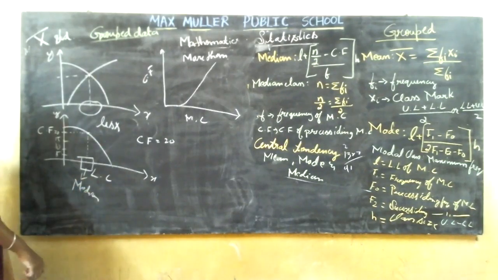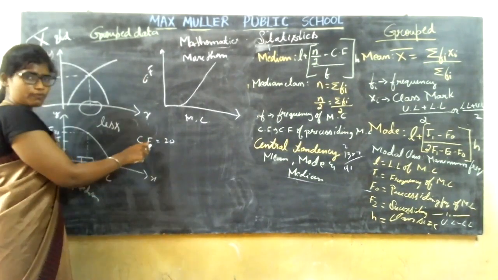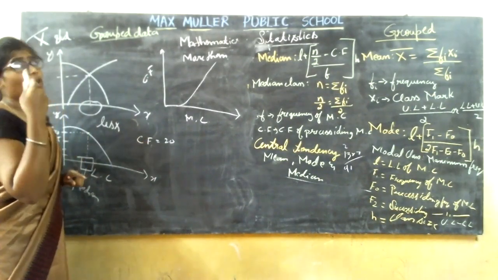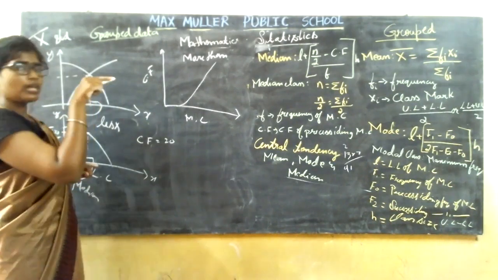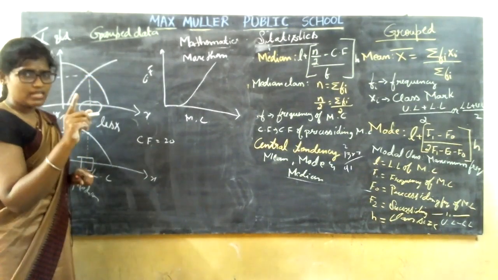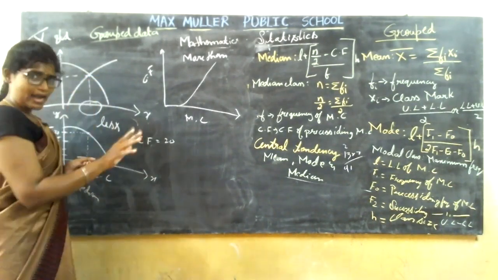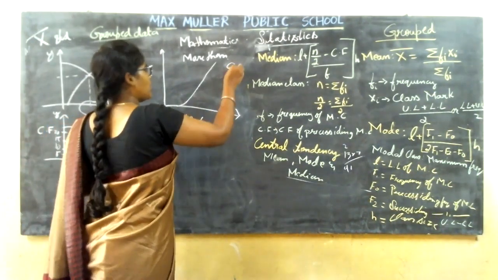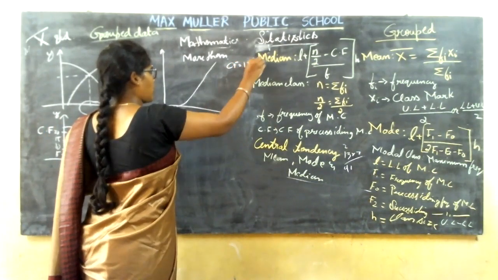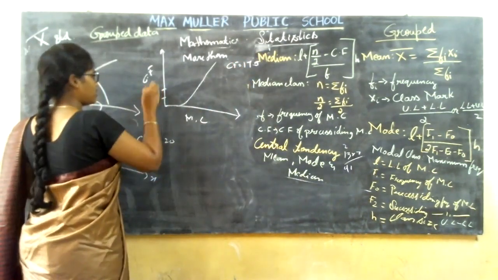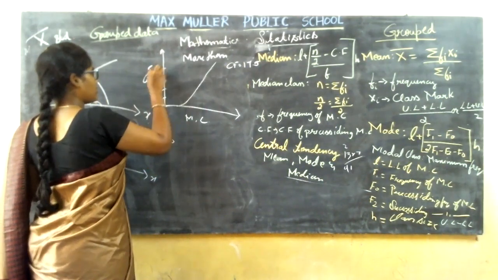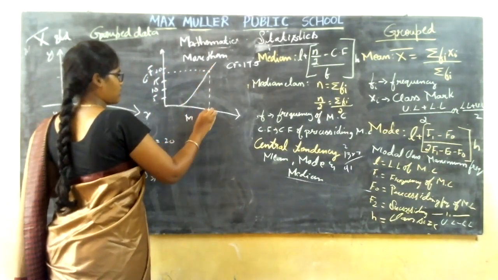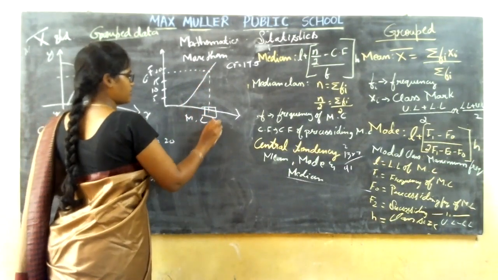Clear? Now you have come to know how to find this cumulative frequency. Yes or no? For less than, you add. For more than, you subtract. Now for more than, if the cumulative frequency is 17.5, so 5, 10, 15, 20, 17.5 comes somewhere here. Draw a parallel line and come down. So this will be the median.